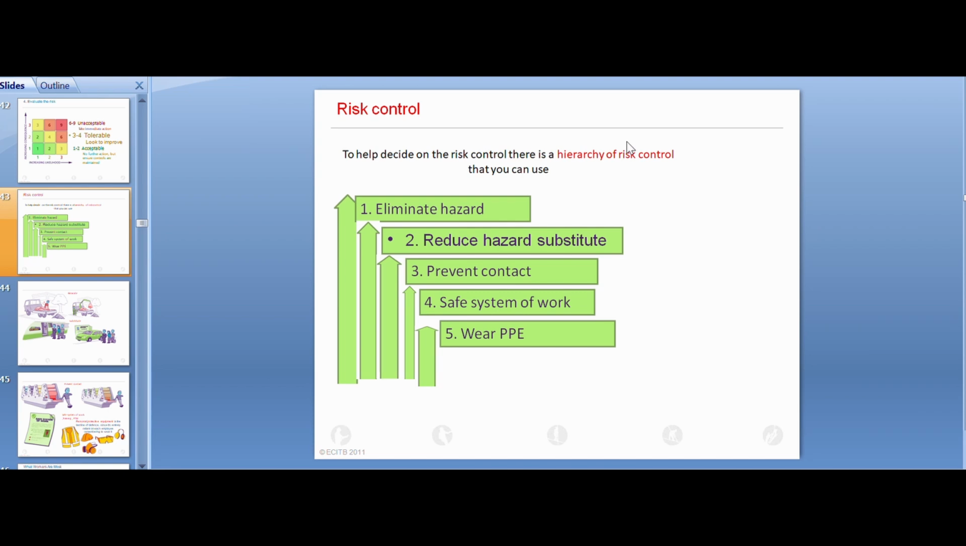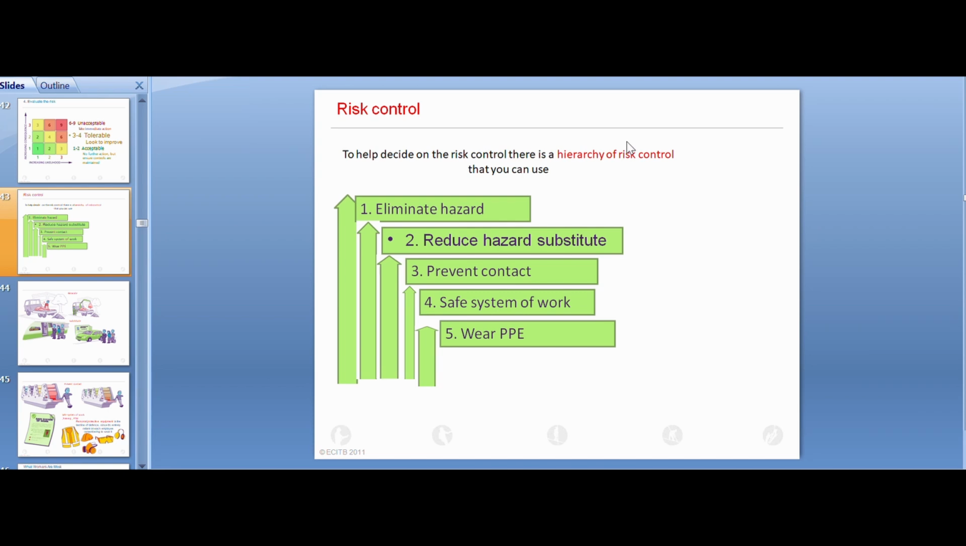First, we have to try to eliminate the hazard. If elimination is not possible, then reduce the hazard with a substitute, then prevent with containment, then do a safe working system, and then the remaining will be covered by the PPE. So what is the meaning of elimination? We have to physically remove the hazard from that activity.